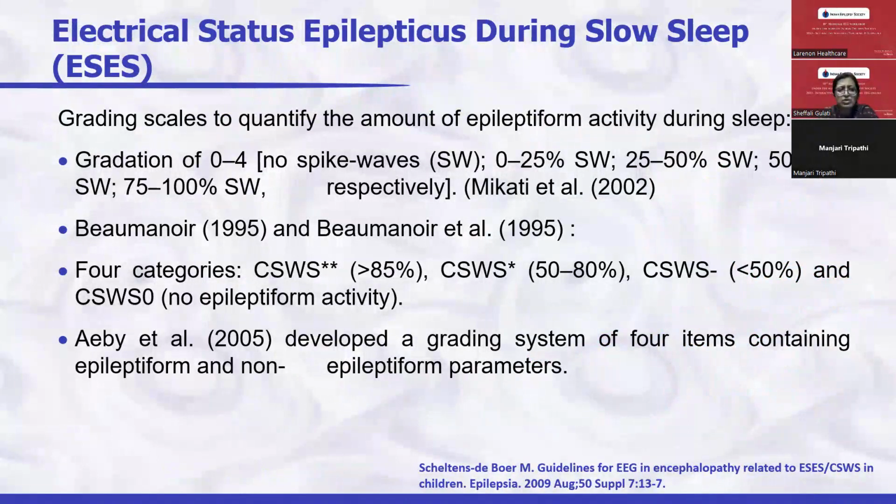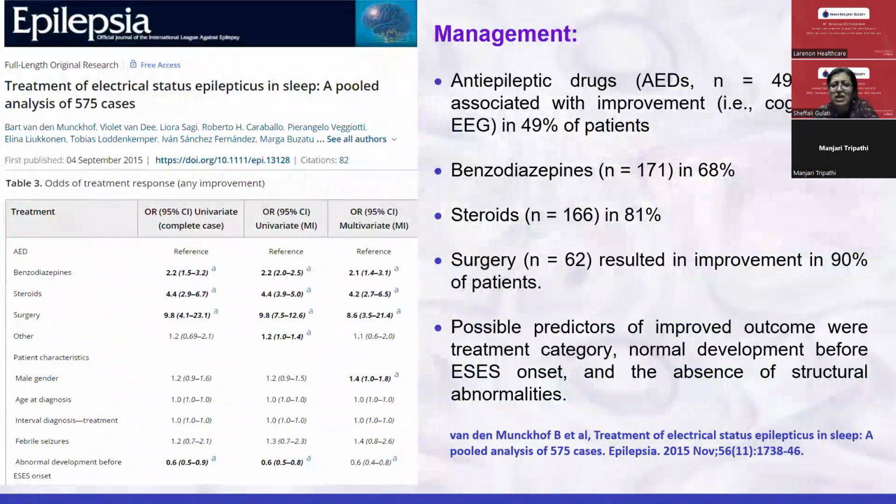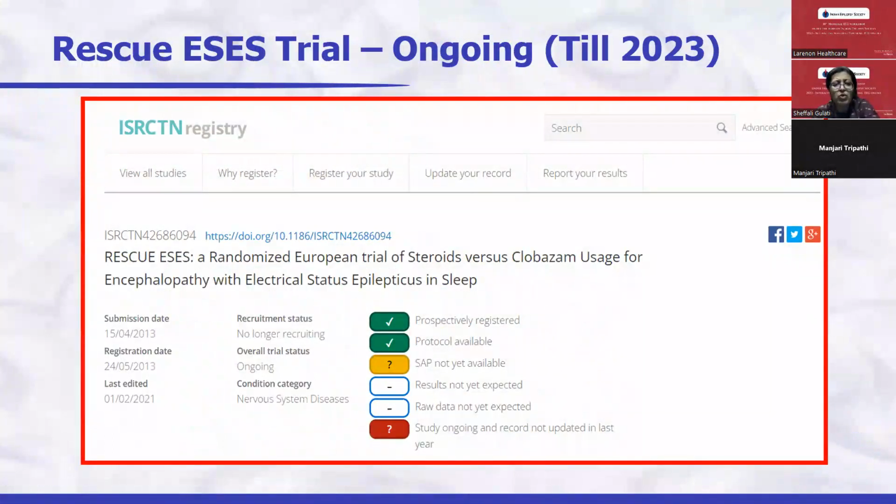ESES has also been graded. A gradation of 0 to 4 has been used depending on the spike waves, and various other ways of categorizing them have also been used. There are studies on this, and generally we end up giving steroids. We will not be talking much about them, but yes, you do give anti-seizure medication, but steroids have an important role in this situation.